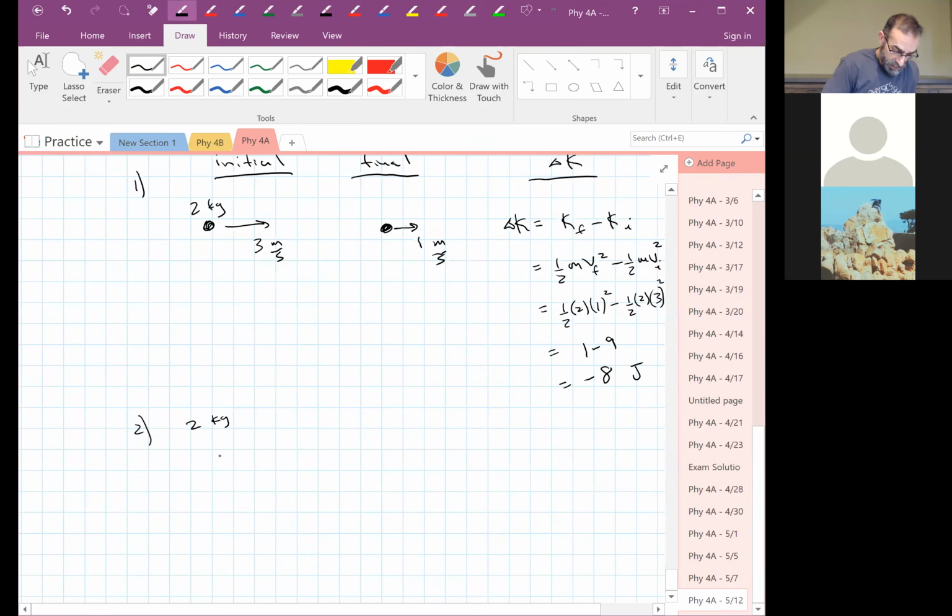Our same 2 kilogram object moving to the right, 3 meters per second. And then it's moving to the left at 3 meters per second. Find the change in kinetic energy.